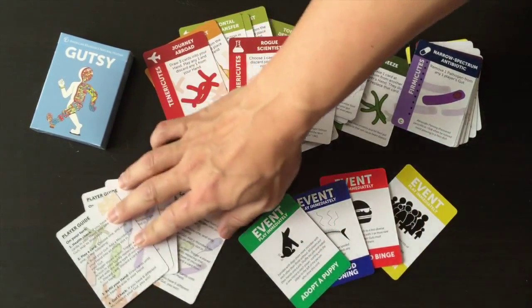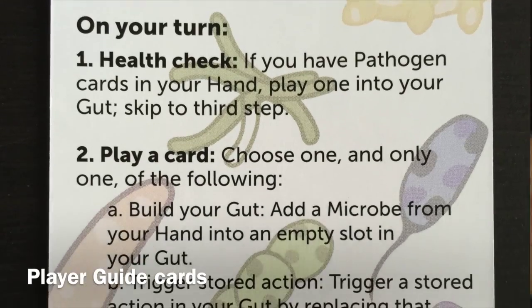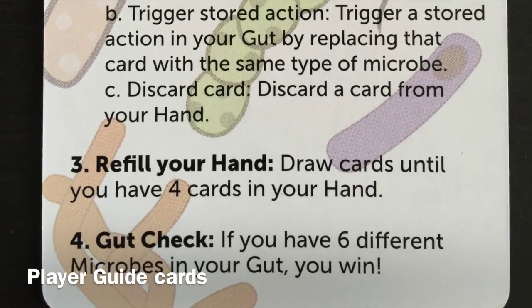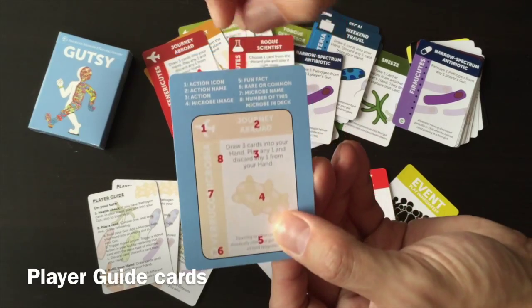There are also 4 player guides which will detail the different steps you can do during your turn. They will also describe the card as I just described to you a few minutes ago.